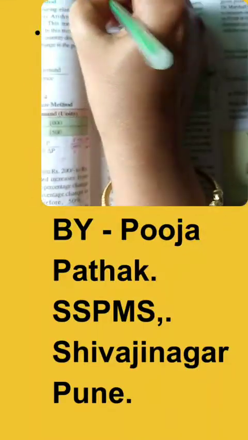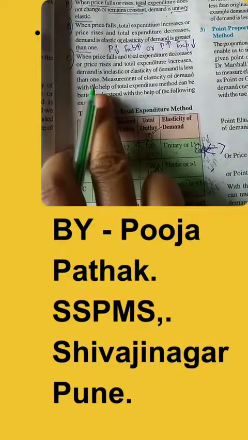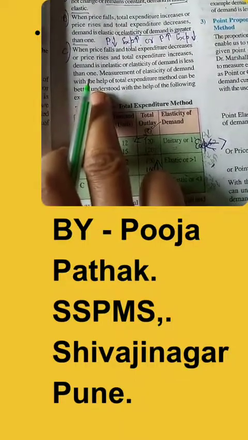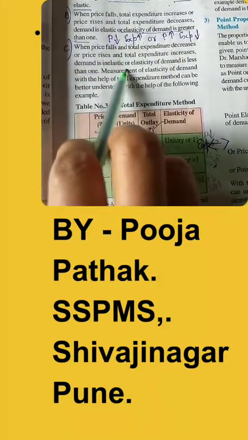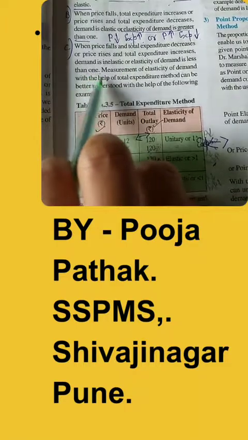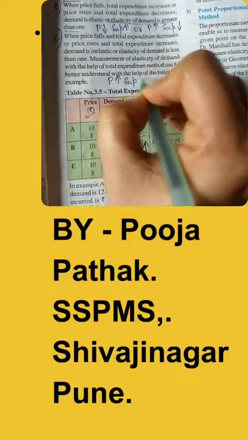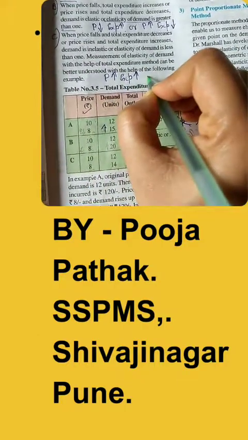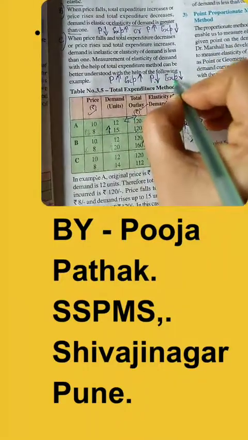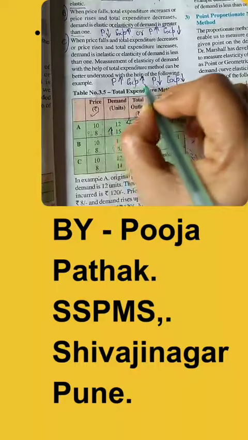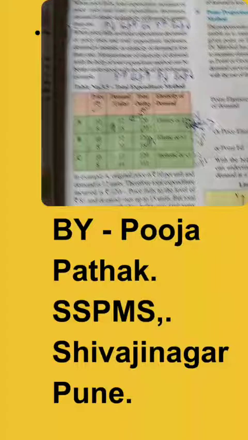Now the third one, which is the C point. When price falls, expenditure decreases, or price rises, total expenditure increases. Demand is inelastic, or elasticity of demand is less than 1. So what is happening? When the price increases, expenditure is also increasing. When the price falls, expenditure is also falling. So over here both the arrows are moving in the same direction. Then such type of elasticity is relatively inelastic demand.